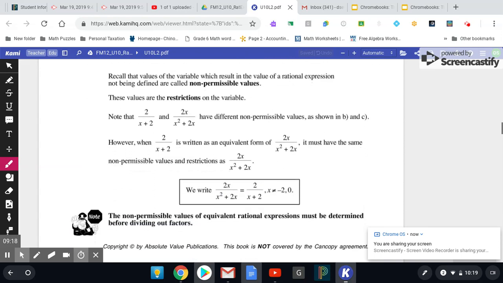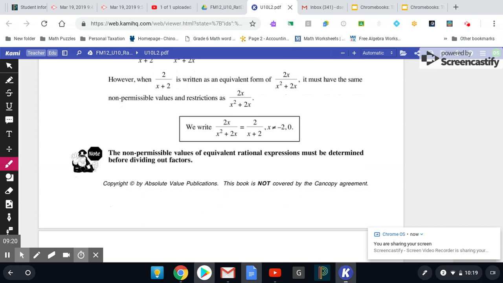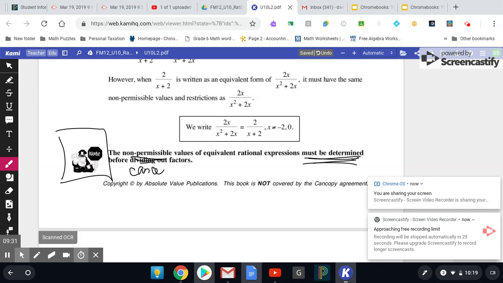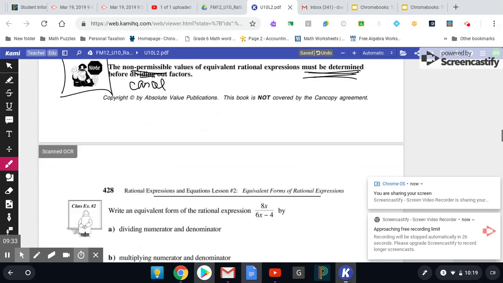Okay, so here is that stop sign that says that the non-permissible values of equivalent rational expressions must be determined before you cancel the factors. So let's not forget that.